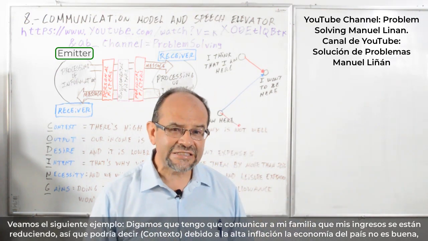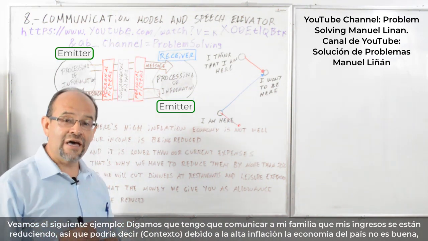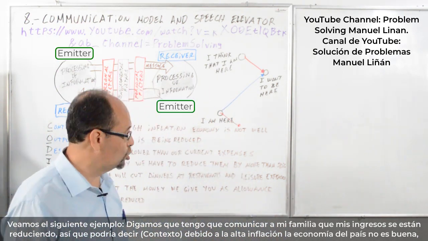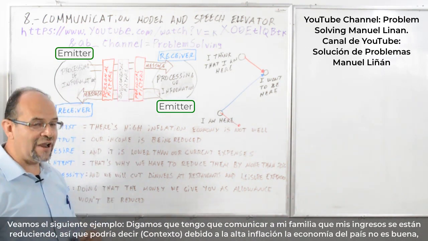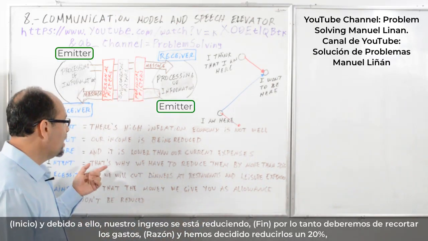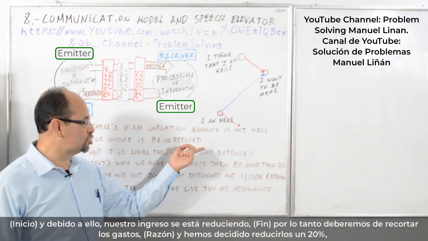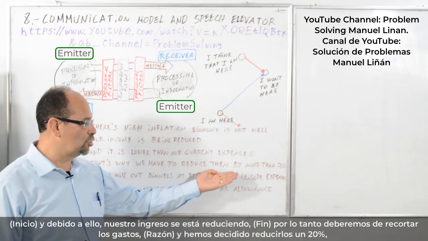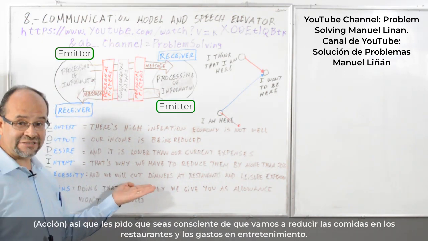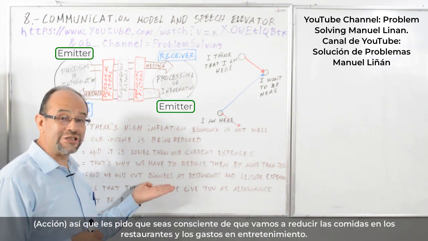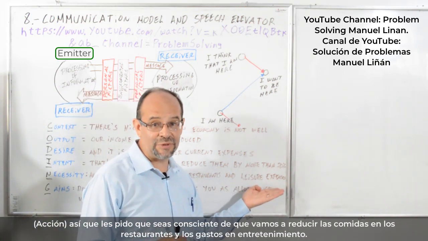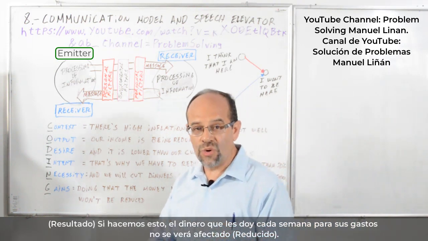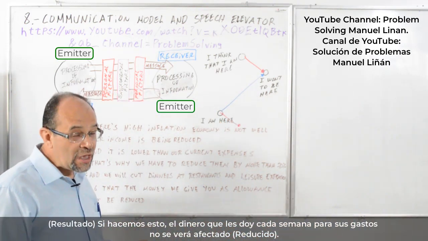Let me give you this example. Let's say that I have to communicate with my family, and the problem is that I am losing my income, or my income is being reduced. There's high inflation, the economy is not doing well, etc. And that's why our income has been reduced. Because our income has been reduced, then we need to reduce our expenses as well. That's why we have decided to reduce them by 20%. And what I'm asking of you is to be aware that we are going to reduce dinners in restaurants, and we are going to reduce expenses on leisure and entertainment. If we do that, then the money allowance that I give to you every week, or every other week, won't be reduced, won't be affected.